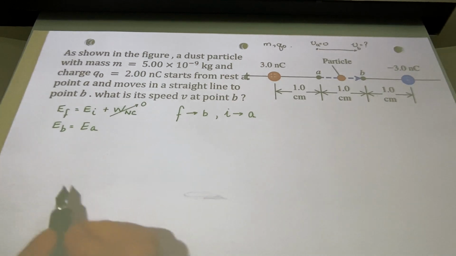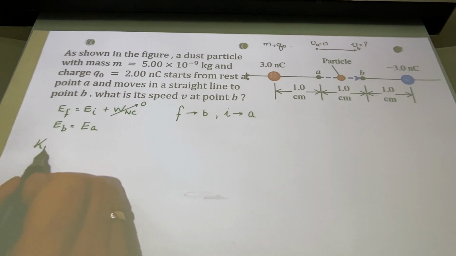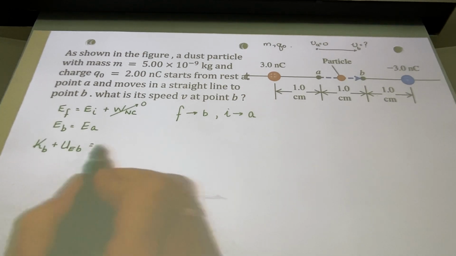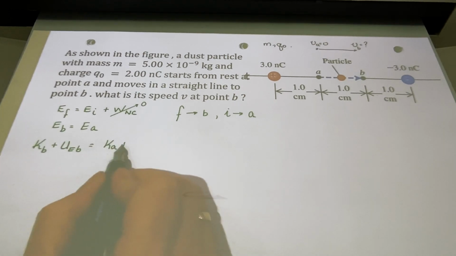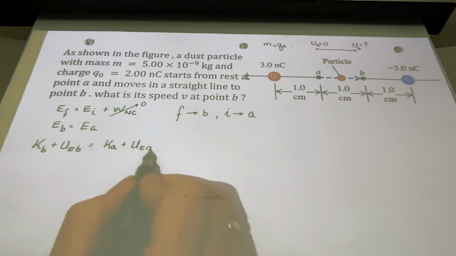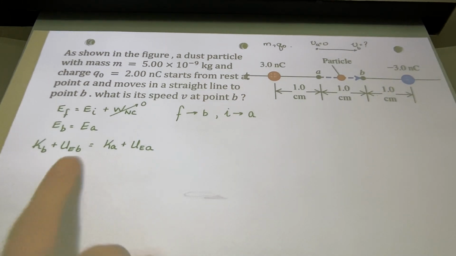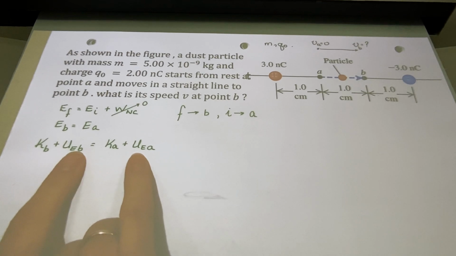Our mechanical energy is kinetic plus potential. So kinetic at B plus electric potential energy at B equals kinetic at A plus electric potential energy at A. Good to hear? So this is just our conservation of energy statement. Because we've introduced a relationship between our electric potential energy and our potential, we're going to use that in this problem.